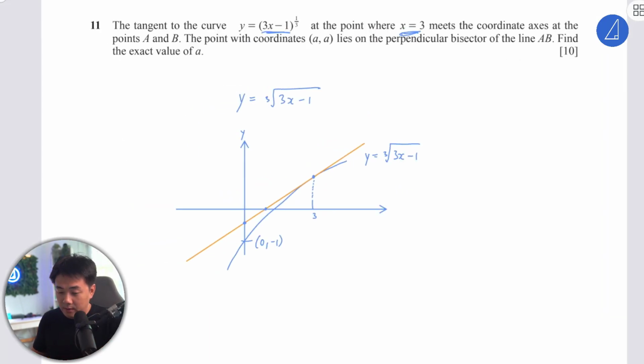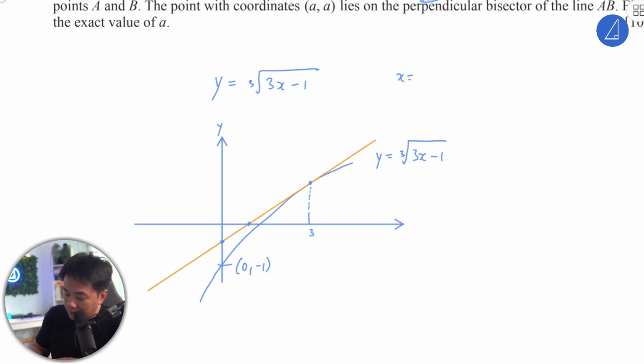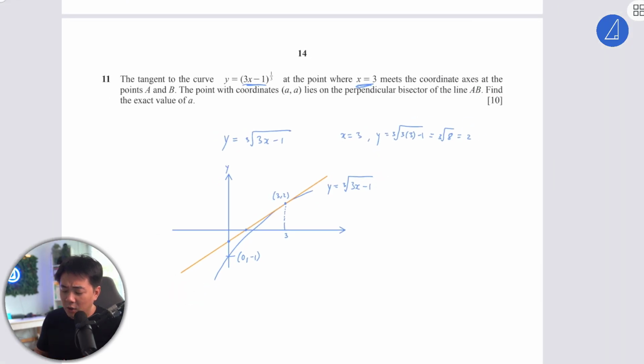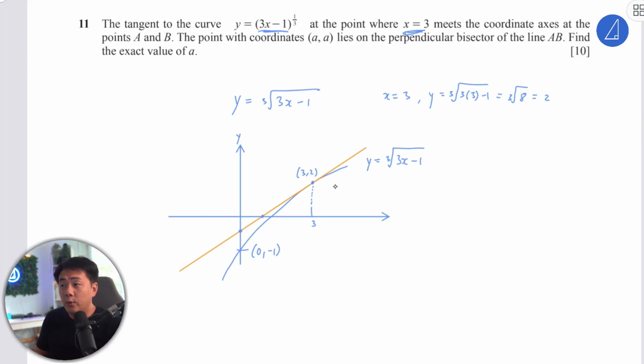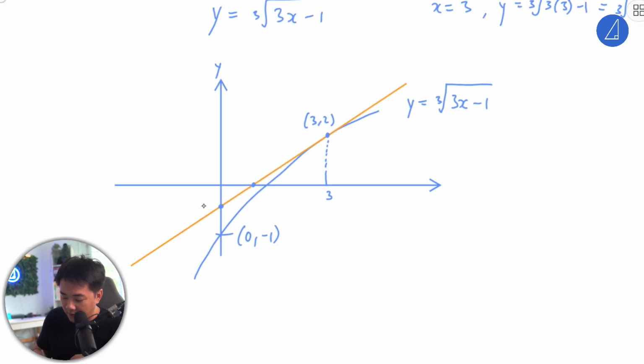So when x equals 3, I'm just going to put y equals cubic root of 3 times 3 minus 1, which is 8, which will give us cubic root of 8, which is just 2, right? So this is 3, 2. The coordinates are (3, 2). Then after which, what we need to do is actually just find the equation of the perpendicular bisector. So we just need to find A.